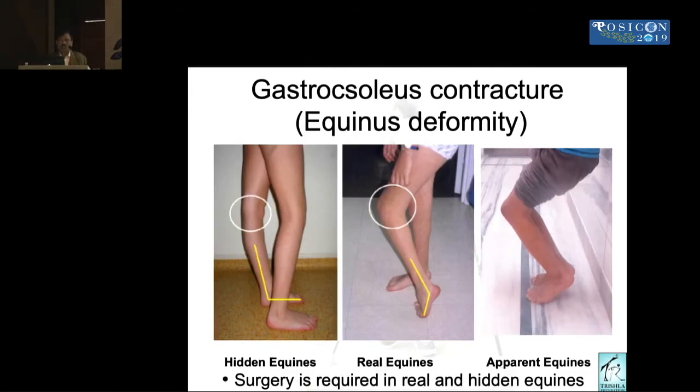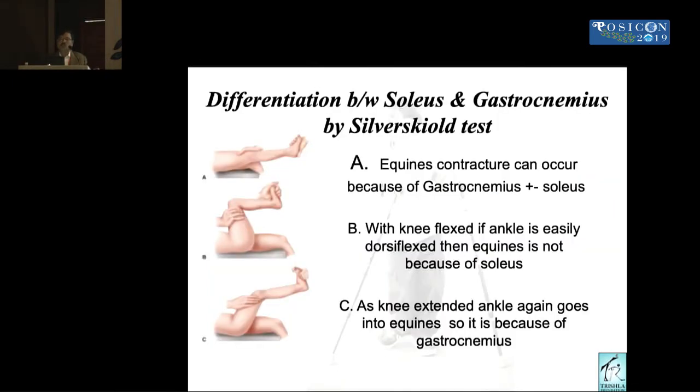Now come to the gastrosoleus contracture, that is, equinus contracture. But we have to bother about the hidden equinus, real equinus and apparent equinus, because we are going to do surgeries only in the real and hidden equinus. Apparent equinus doesn't need any surgery on the gastrosoleus muscles. It is also very essential to differentiate between the length of the gastrocnemius and soleus muscle, because both require separate surgeries.